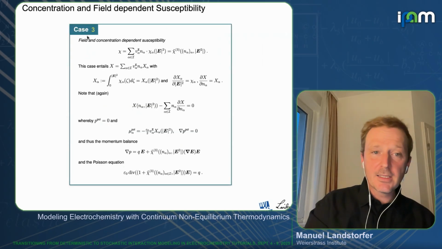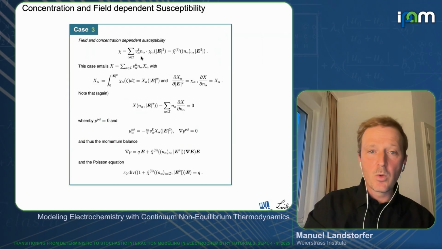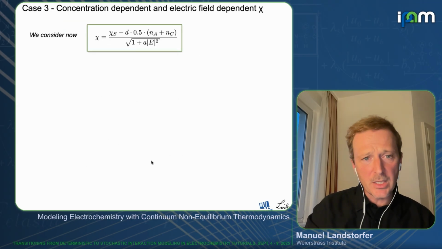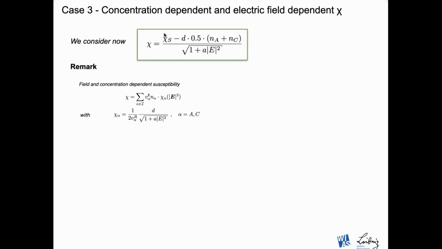And case 3 is now the combination of these two effects. So really we have a dielectric constant chi which depends on concentration and simultaneously on electric field. It's a little bit messy to show you how the whole equation system looks, so maybe I try to be a little bit more precise for this very specific case. Now we have a dielectric constant which has a bulk value, and the bulk value is decreased when you have a local increase of salt concentration, and simultaneously the dielectric susceptibility decreases when the electric field strength increases.